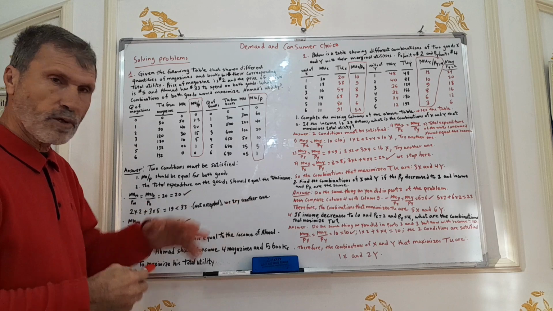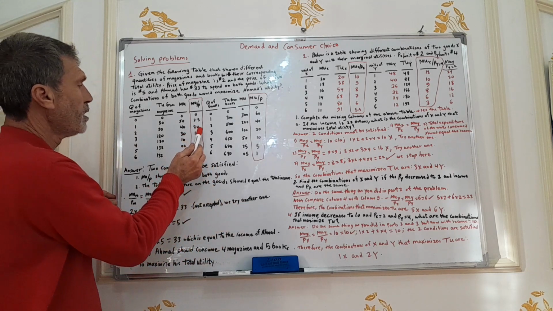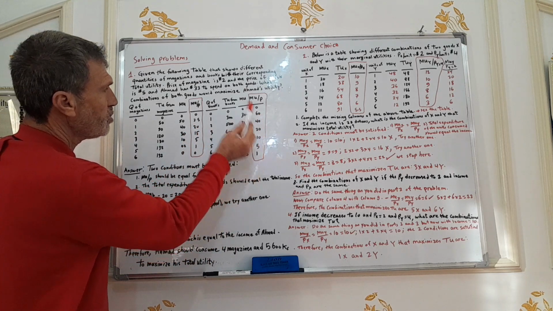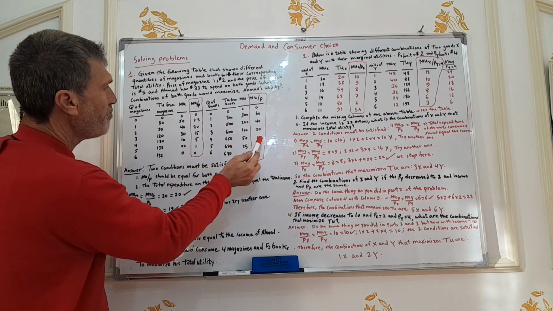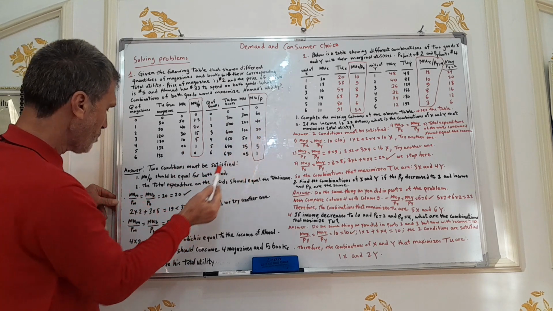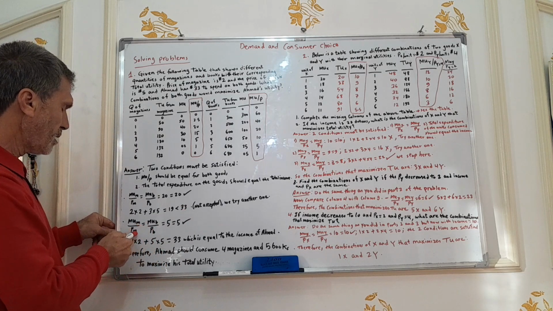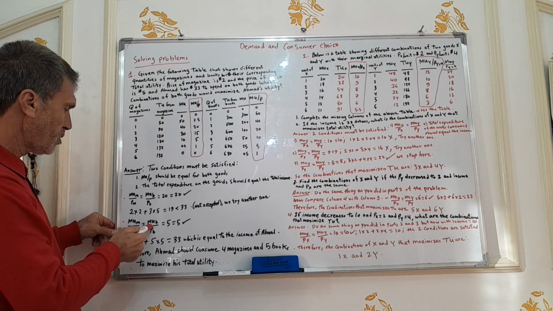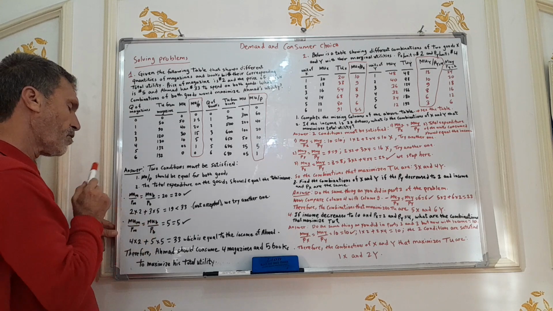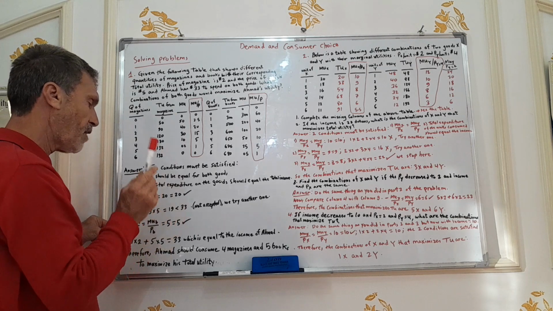We try another one. So now we do this one. 15. Do we have 15 here? We don't have 15. 5. Do we have 5 over here? Yes, we do have 5. So marginal utility per magazine over price of magazine should equal marginal utility of books over price of books. So 5 equals 5. Great.